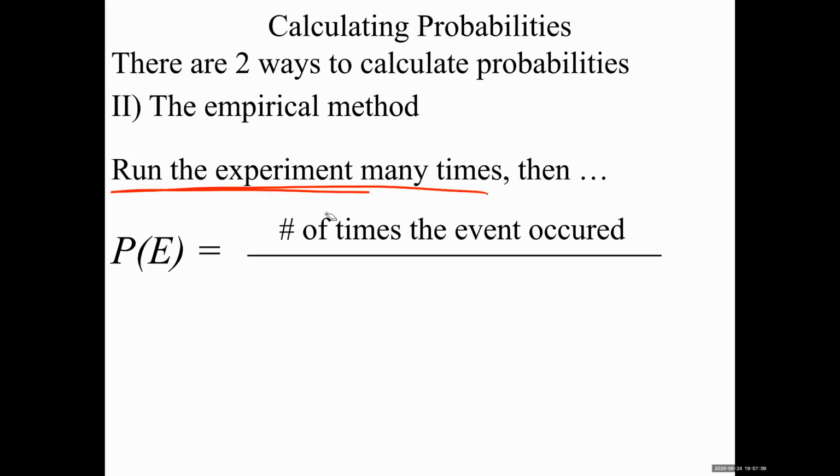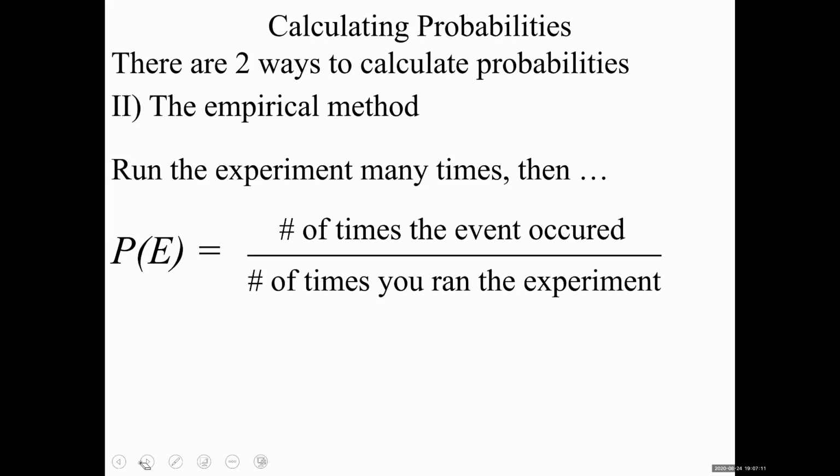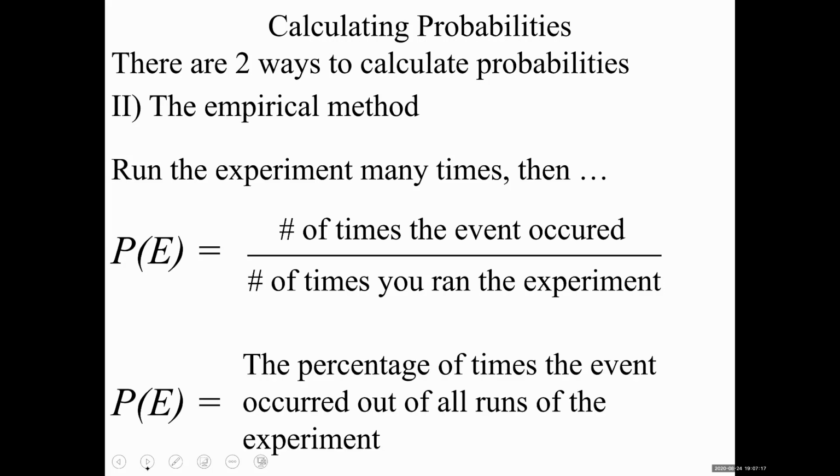Count how many times your event occurred. The bottom is going to be how many times you ran the experiment total. Okay. Another way to write this is the percentage of times the event occurred out of all runs of the experiment.